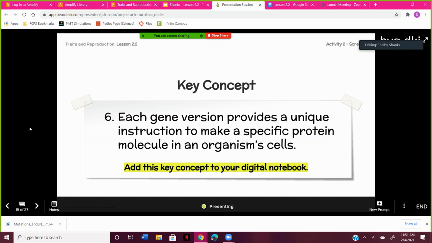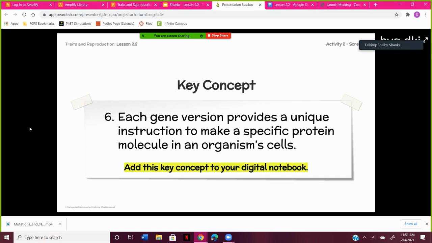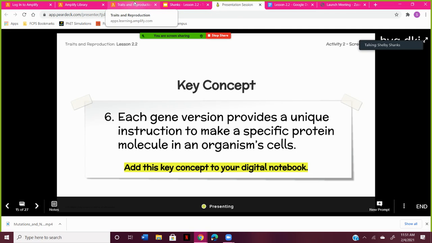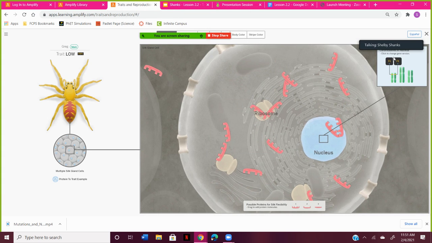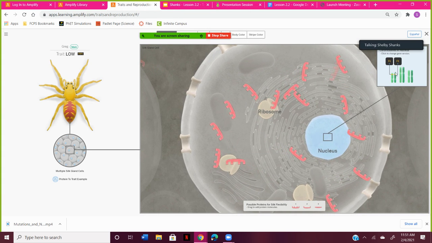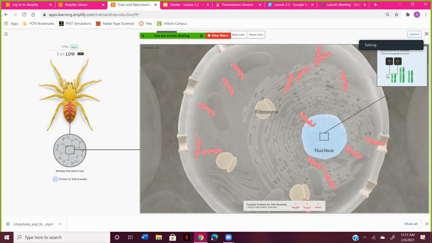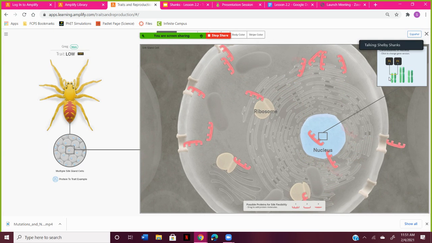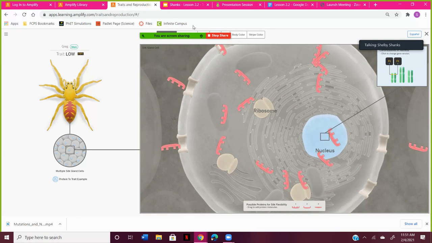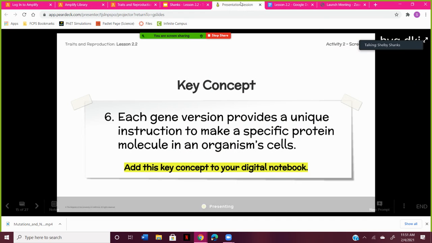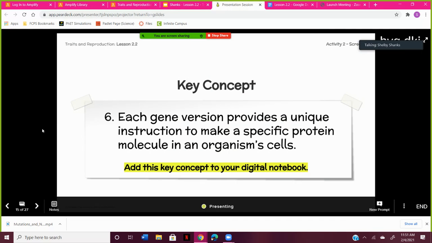All right, so we've got a key concept, and we've got one more vocab word that we're going to put in our digital notebook. So this key concept talks about a gene version. And if you're confused about what a gene version is, if you look over here at my shared screen in our simulation, this is the gene version. This is what you guys had for homework the other night. You were changing the gene version. And so that's just a particular gene, and we'll get that definition of gene version here in a second.